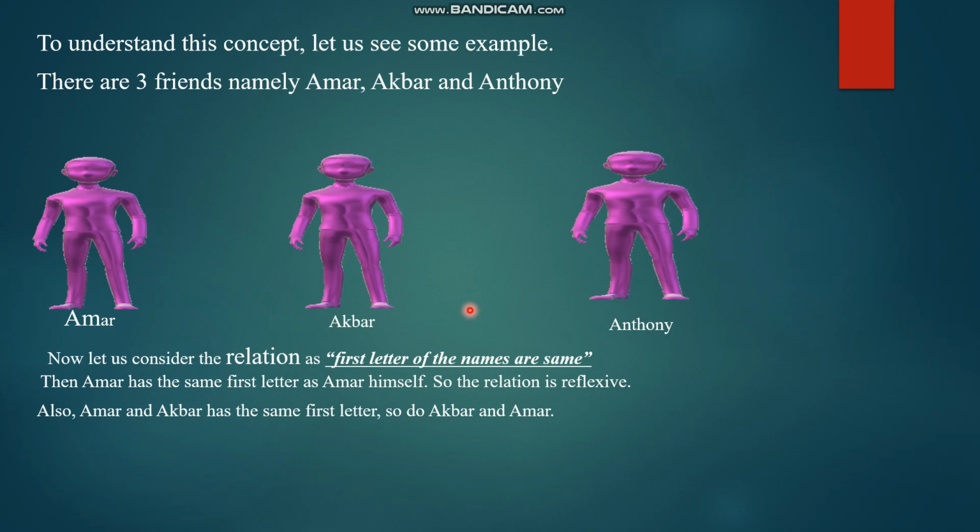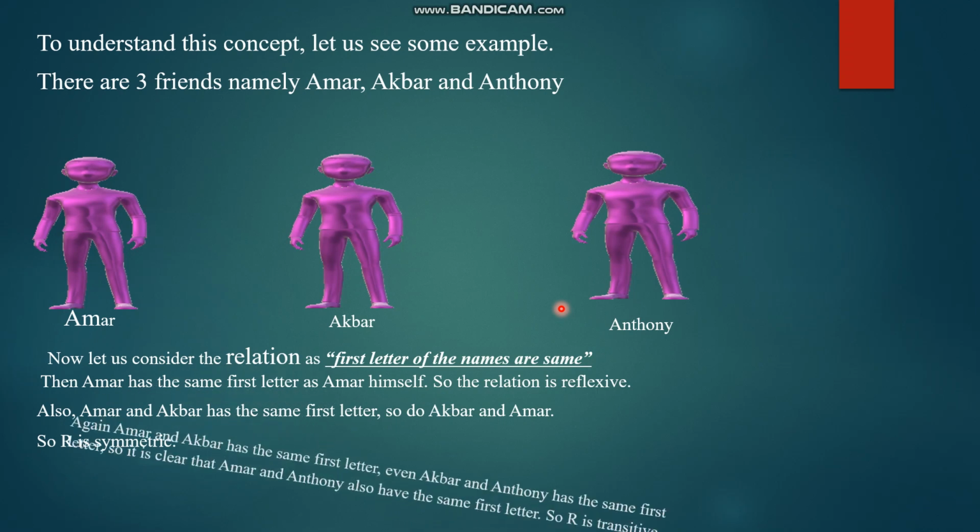Now, what is transitivity? The condition says if Amar is related to Akbar and if Akbar is related to Anthony, then Amar must be related to Anthony. Of course, this is true in this case. Amar has first letter A, Anthony also has first letter A. So, the relation here is transitive.